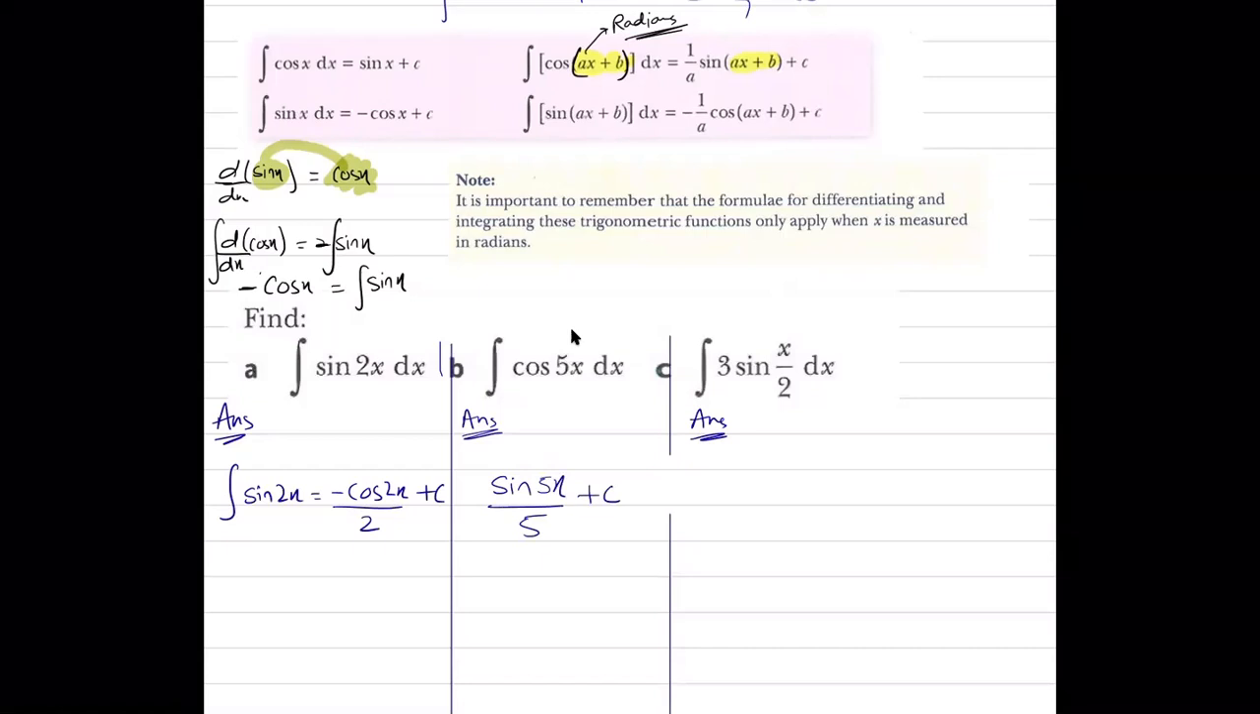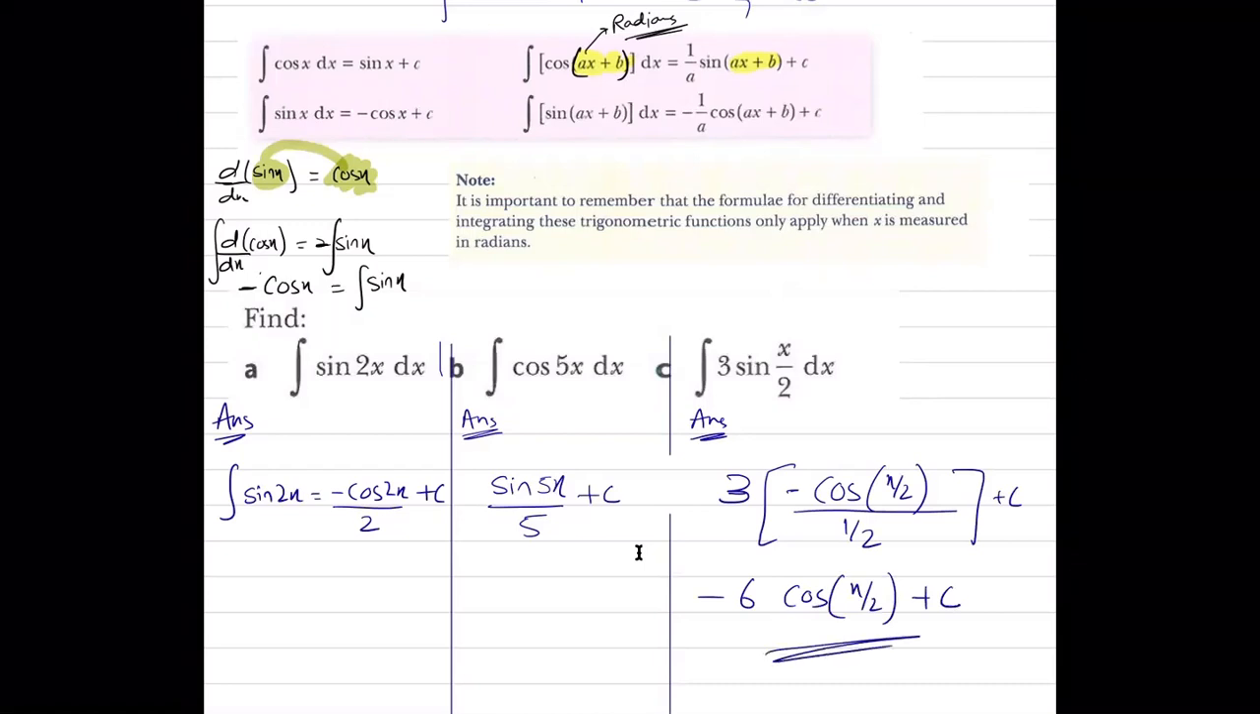So it's going to be minus 3 upon 2 cos x upon 2. Okay, so 3 is a scalar number, I'm going to take it out. Integration of sine is negative cos, angle is x upon 2, divided by the differentiation of the angle, that is 1 upon 2 plus c. So this is going to result in minus 6 cos x upon 2 plus c.